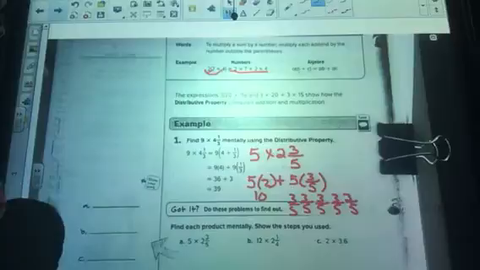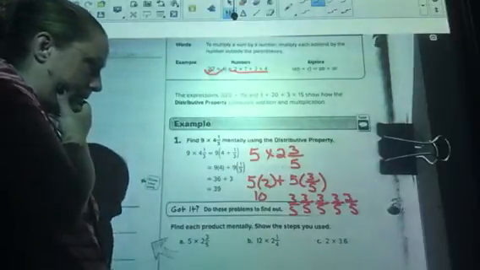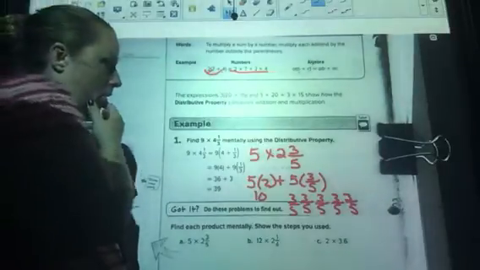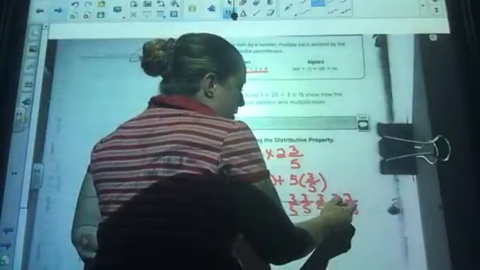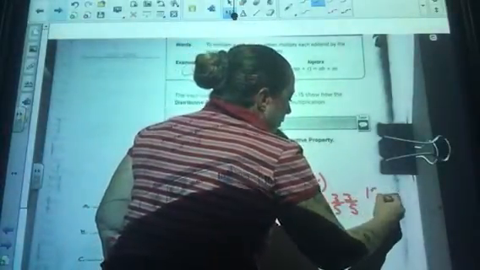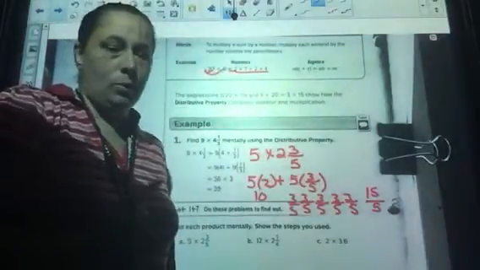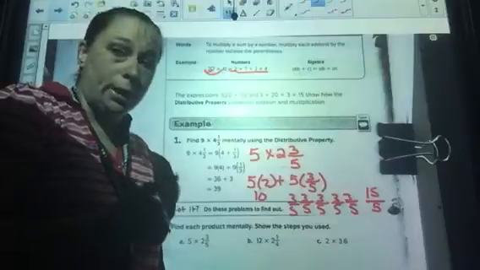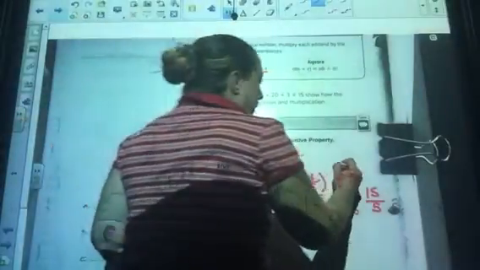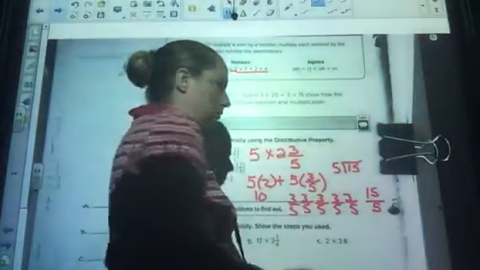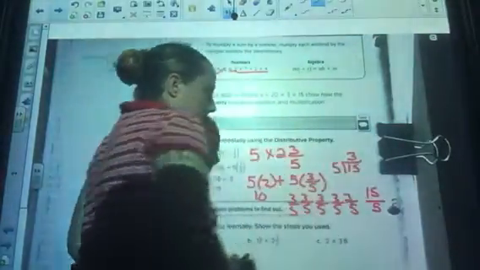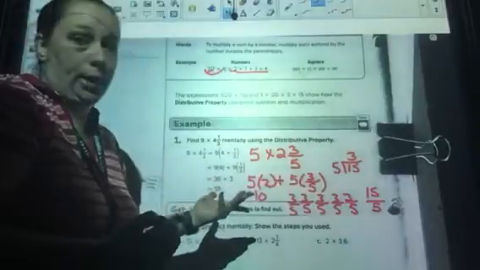Well, let's see. What if we added them all? 3, 6, 9, 12, 15 over 5. Now, that's an improper fraction. We don't want an improper fraction, so we can divide it. All right? 15 divided by 5. How many 5s go into 15? 3. So this is the same as 3.